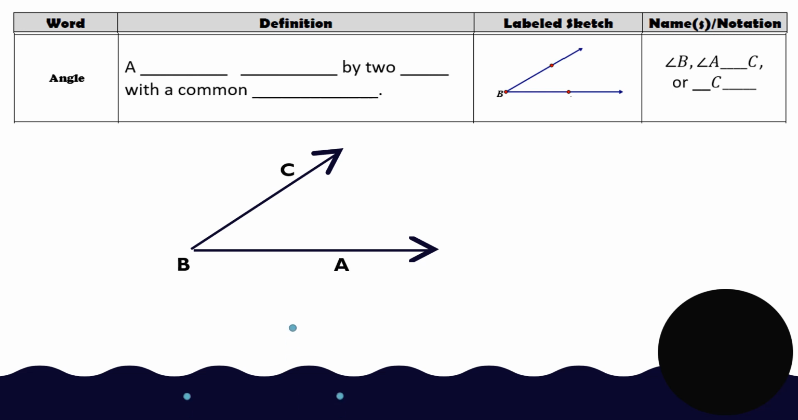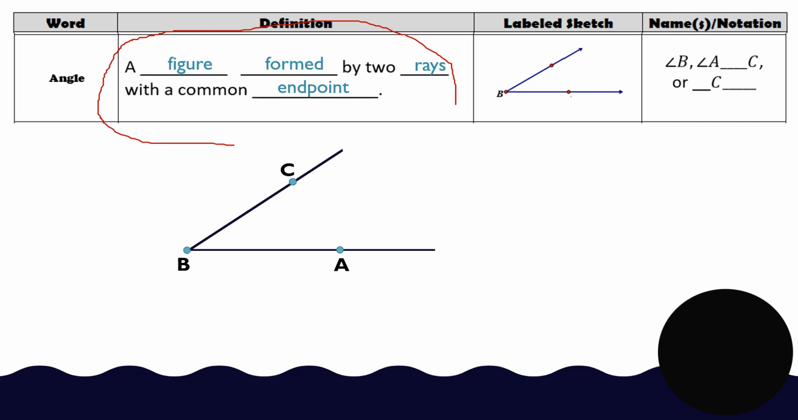So an angle is a figure formed by two rays with a common endpoint. A figure formed by two rays with a common endpoint. Okay, so this is the part we are worried about making sure we have filled out today.